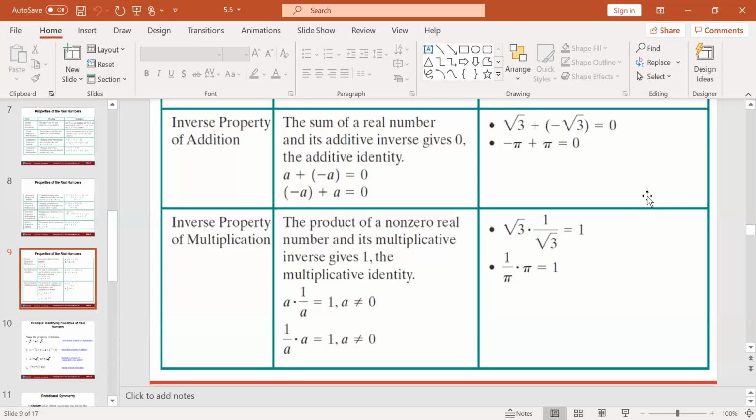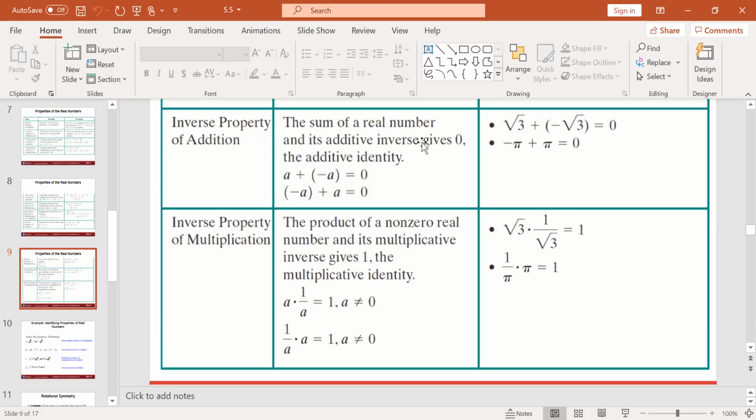So if you have square root of 3, you want to add a number to it to get it to 0, add negative square root 3. If you have negative pi and you want to add a number to it to get it to 0, add pi, positive pi, and you'll get it to 0. These may not look interesting right now. You might be bored out of your mind. You might be thinking this isn't super important.